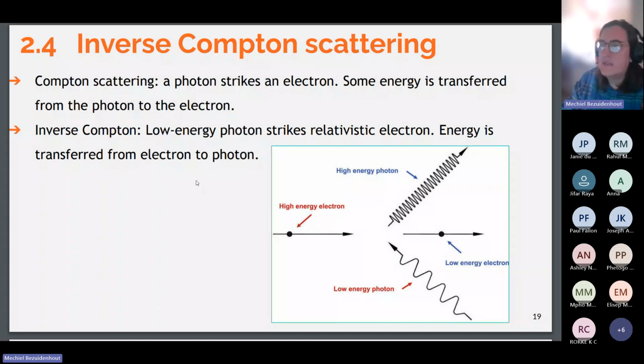Right, the next mechanism we have to talk about is called inverse Compton scattering. Regular Compton scattering is when you have a photon that strikes an electron, and the photon gives some energy to the electron. So the electron is energized by the photon. Compton scattering happens when the photon is more energetic than the electron. Inverse Compton happens when you have a low energy photon striking a relativistic electron. Now the electron has more energy than the photon, so the electron gives energy to the photon instead. You start with a low energy photon and then you boost it up. We call it upscattered. And the frequency of the photon, of course, changes as well. You start with a low frequency photon and then it's upscattered to higher energies.